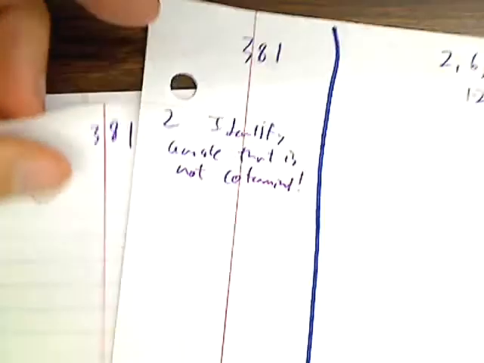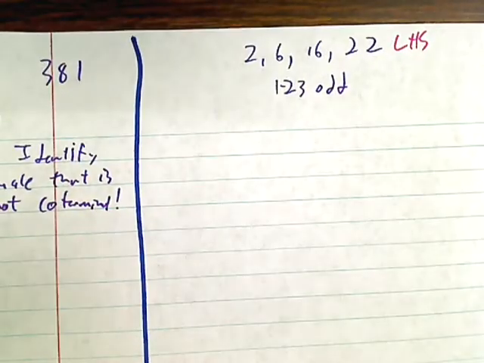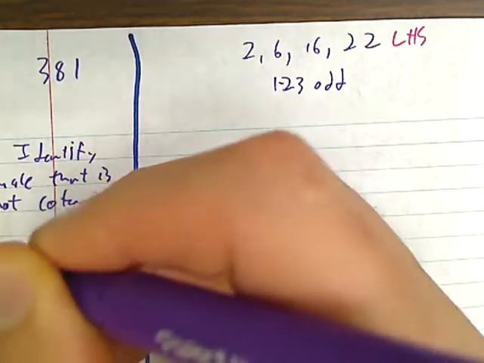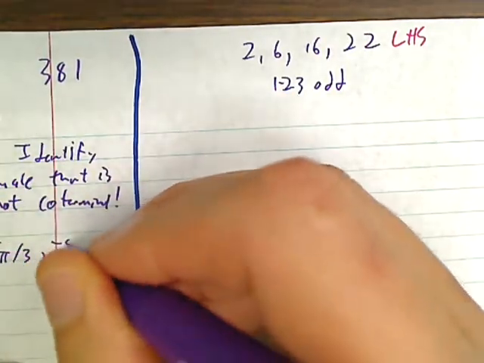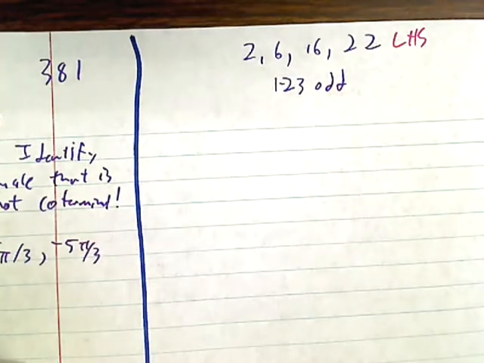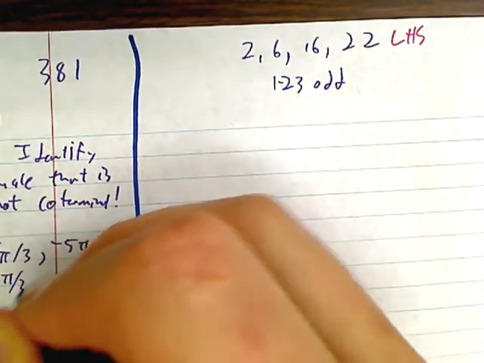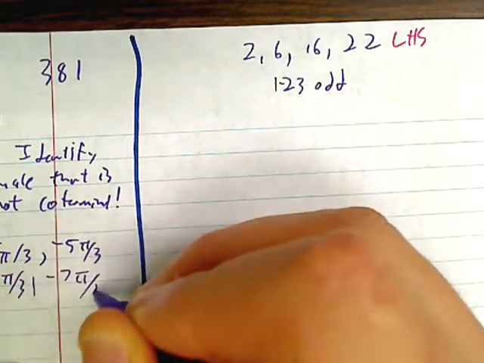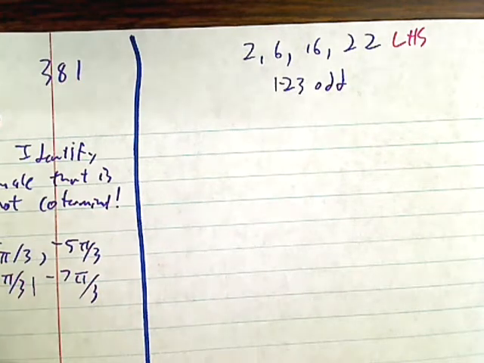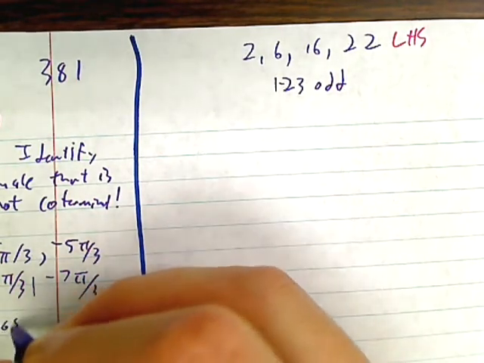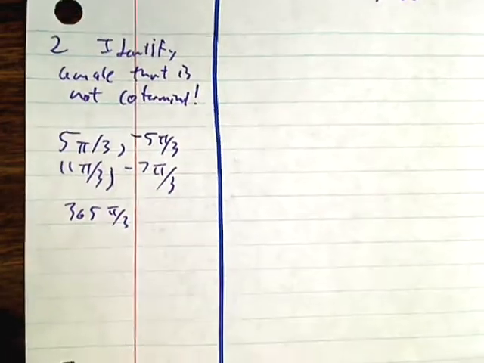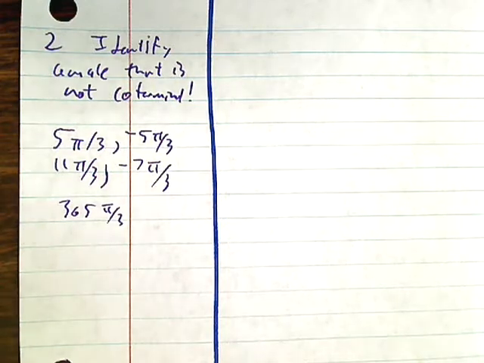Okay, so basically it's saying that all of the angles that I give you here are going to be coterminal, except for one. It's like that Sesame Street game. So 5 pi over 3, negative 5 pi over 3, 11 pi over 3, negative 7 pi over 3, and 365 pi over 3. Okay, go ahead and take a second to figure out which one of those angles is not coterminal with the others.